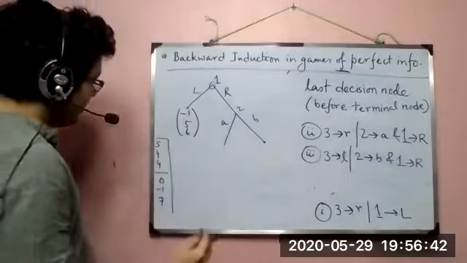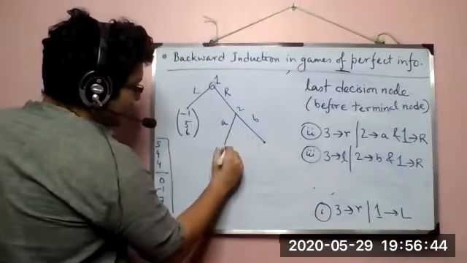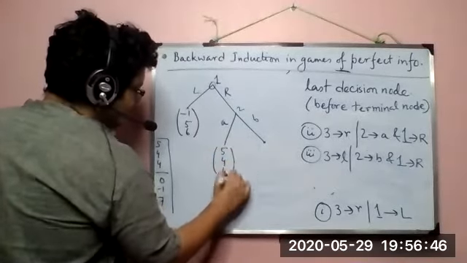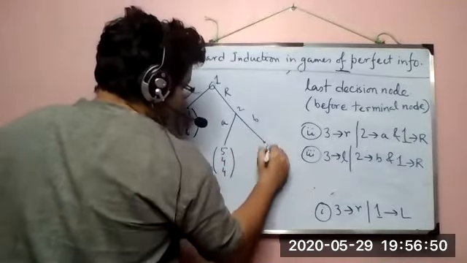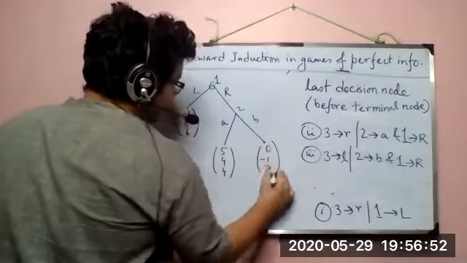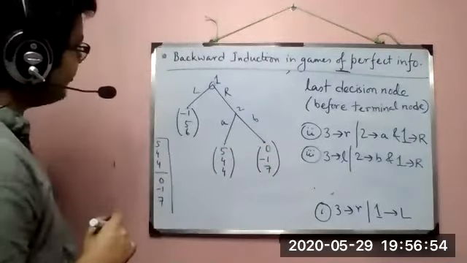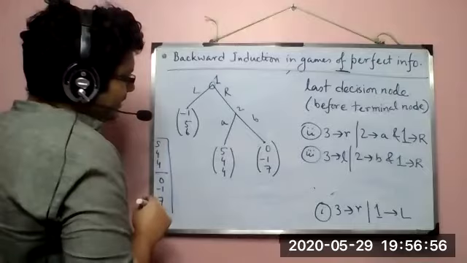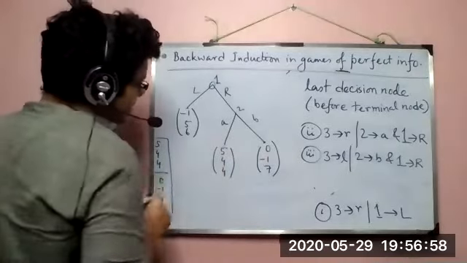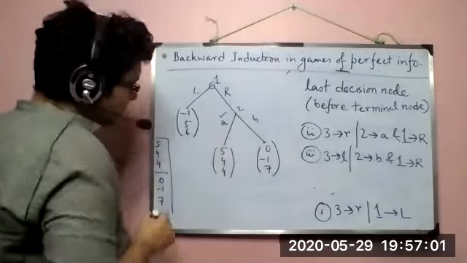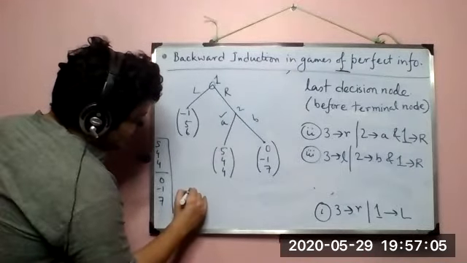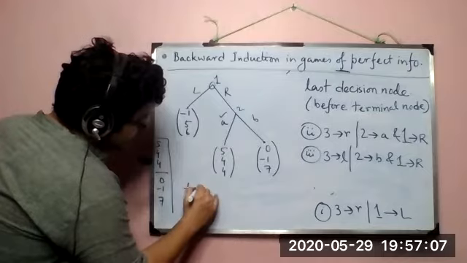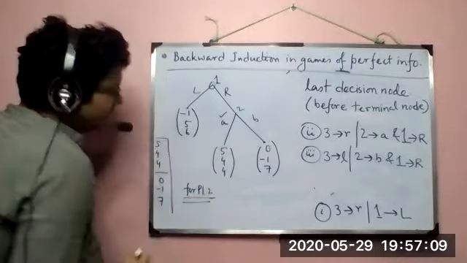They become the terminal node. Here we are going to write 5, 4, 4. And here 0, -1, 7. Naturally, here there is nothing for player 2, and here 4 is greater than -1, so A is going to win. So for player 2, we will have only 1. So for player 2, only one optimal strategy.